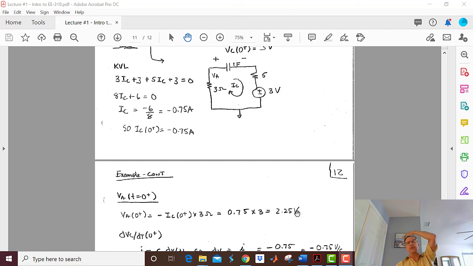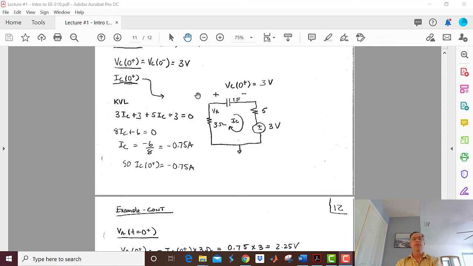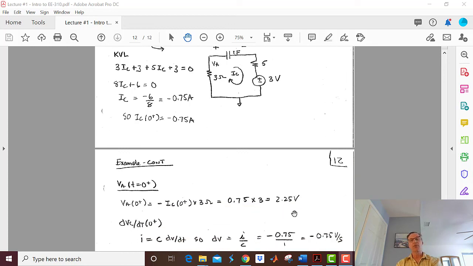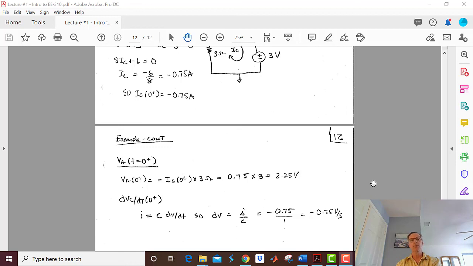Now, I want you to really make sure you're good with signs here, because that shows that you're understanding the passive sign convention. The current is defined as going this way. And therefore, IC, and we calculated IC to be negative, meaning the actual current's going this way. So 0.75 amps times 3 ohms, 2.25 volts. Good time to turn the recording off. Make sure you're good with that.